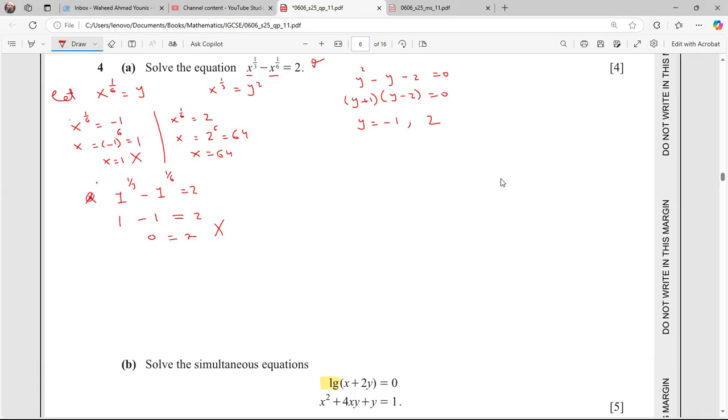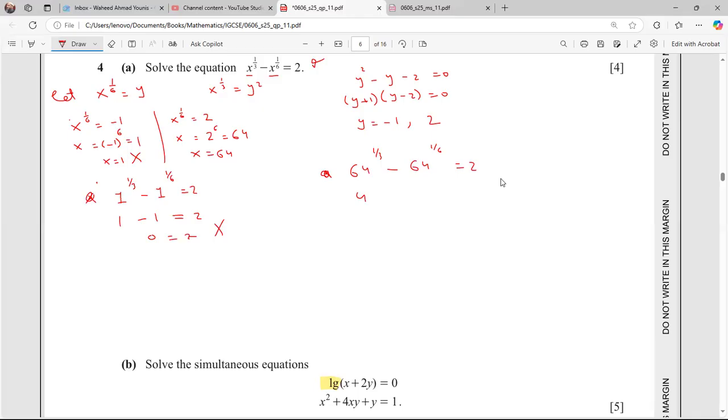Okay, now let's check the other solution. x equals 64, so 64 power 1/3 minus 64 power 1/6 is equal to 2. Is it correct or no? So 64 power 1/3 is going to be 4. 4 power 3, 4 times 4 is 16, 16 times 4 is 64.